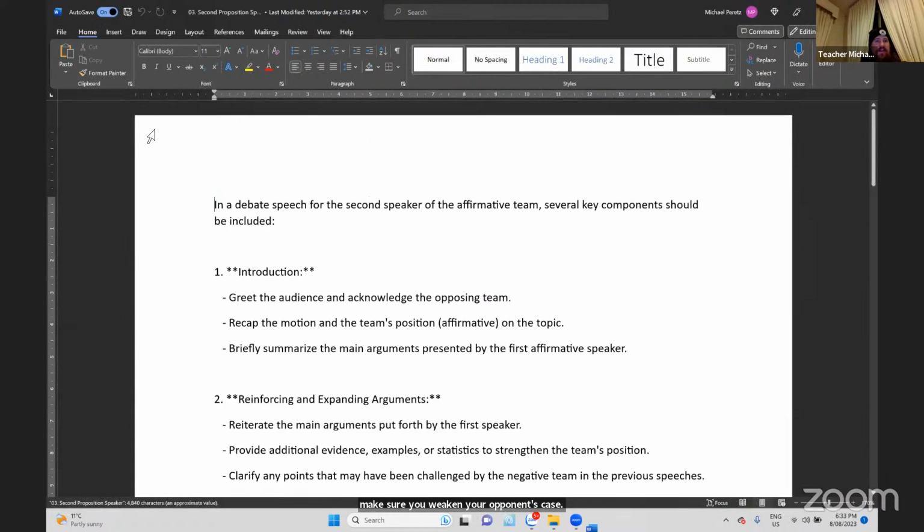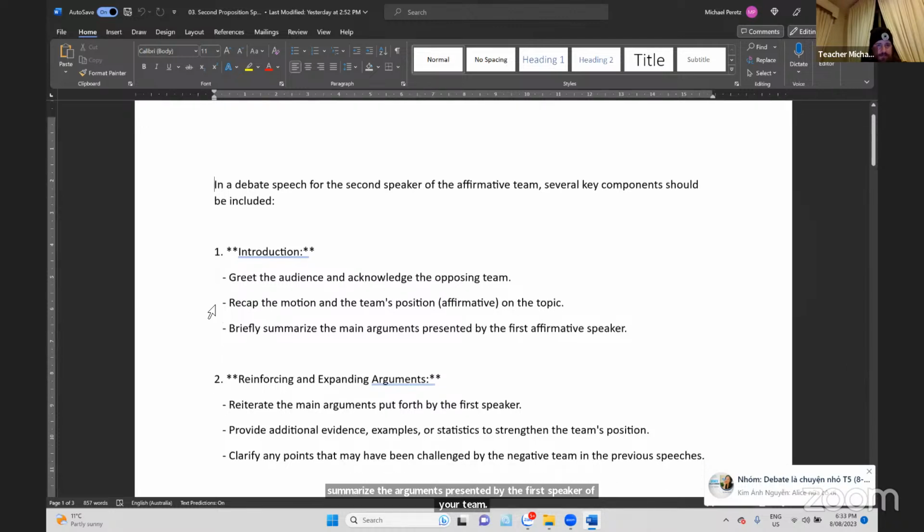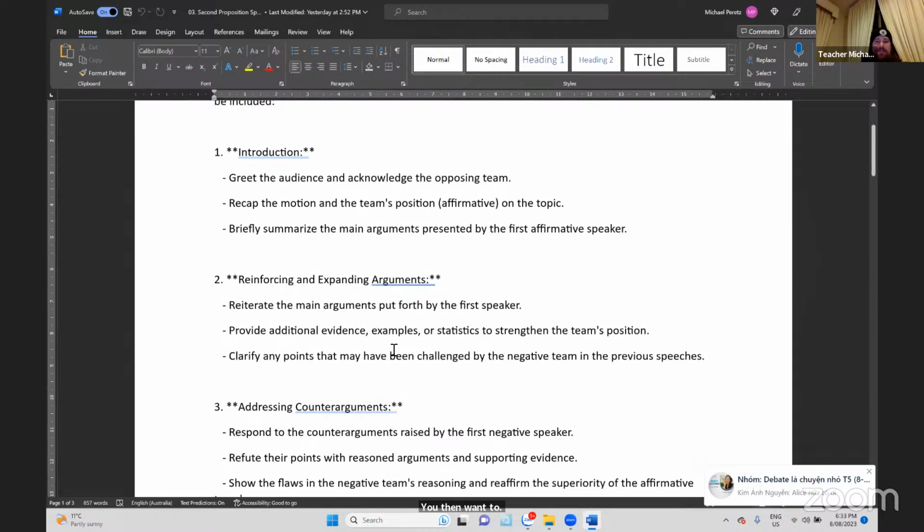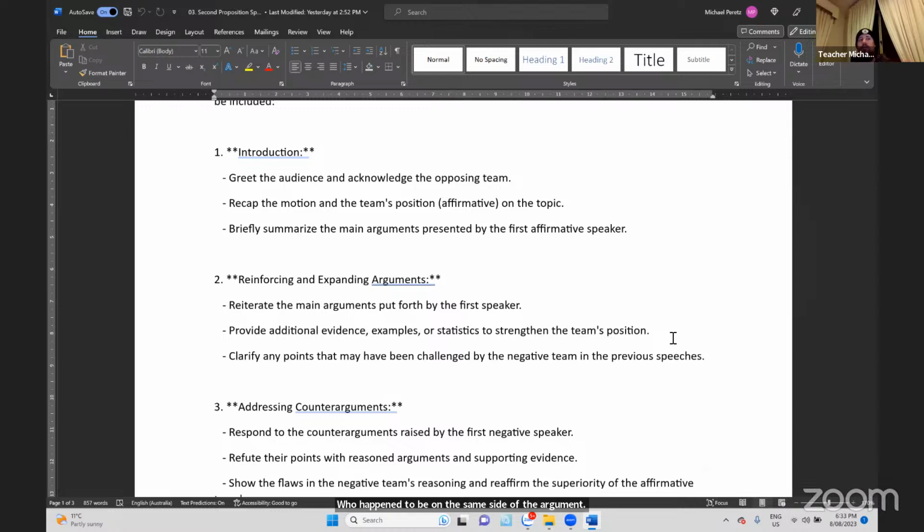Next, we have the second proposition speaker. So once again, we want to start with a nice strong introduction. And the difference this time is you want to summarize the arguments presented by the first speaker of your team. You then want to provide additional evidence and examples or statistics to strengthen your team's position. So that's what we talked about as part of a team argument. It's not just three individuals who happen to be on the same side of the argument. It's three team members working together to build a stronger and stronger case with more evidence and more facts.